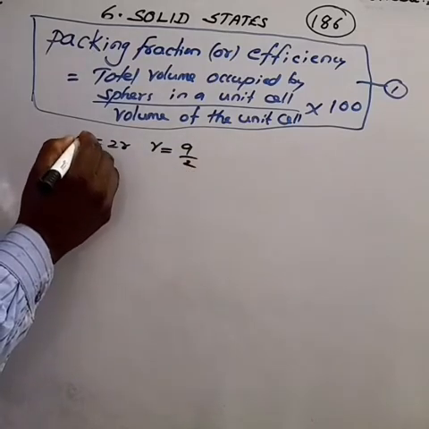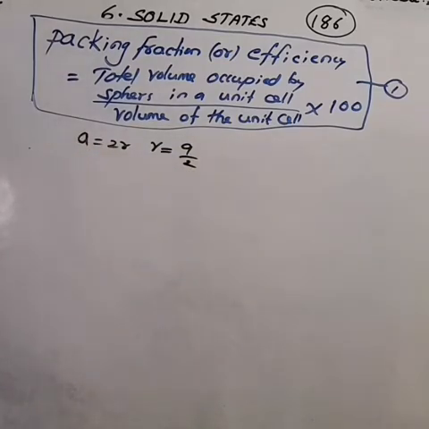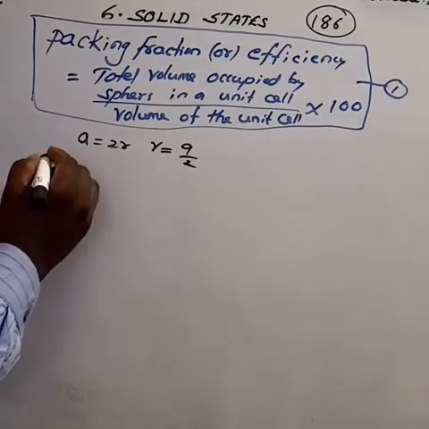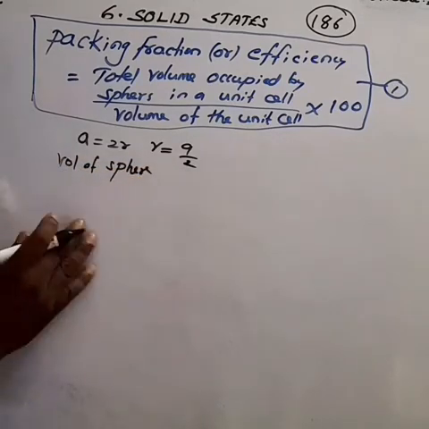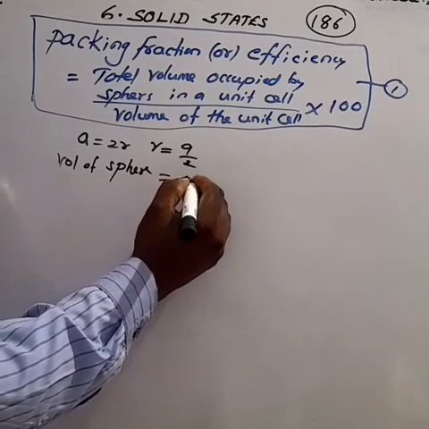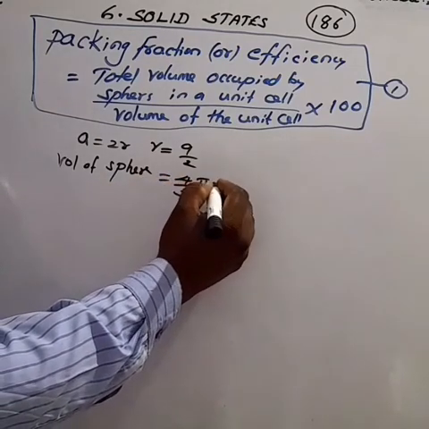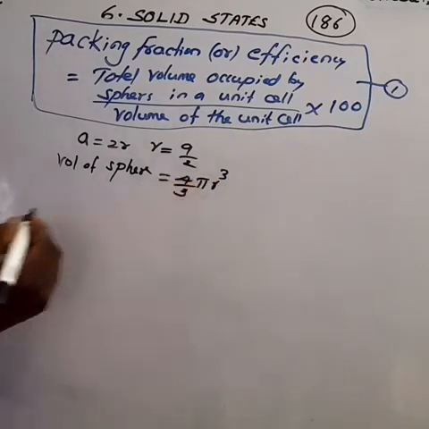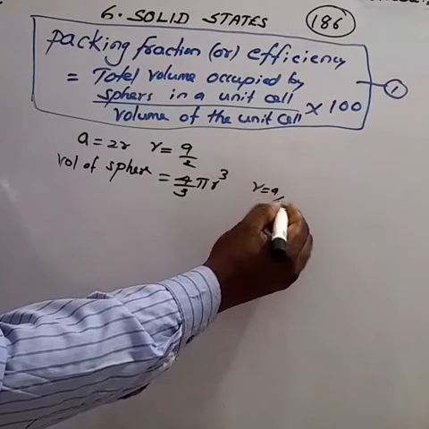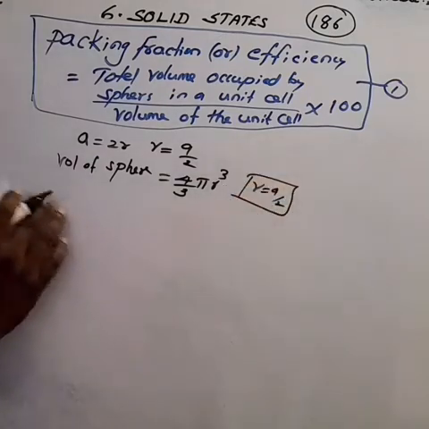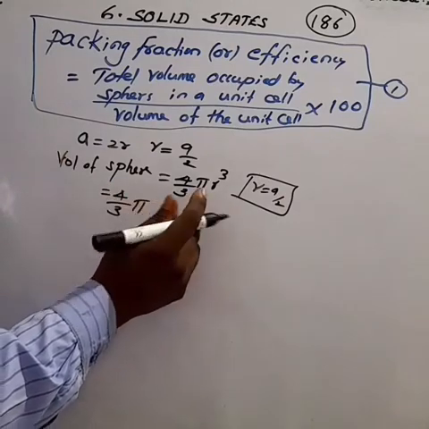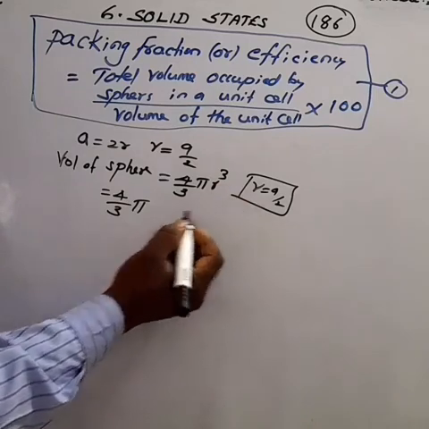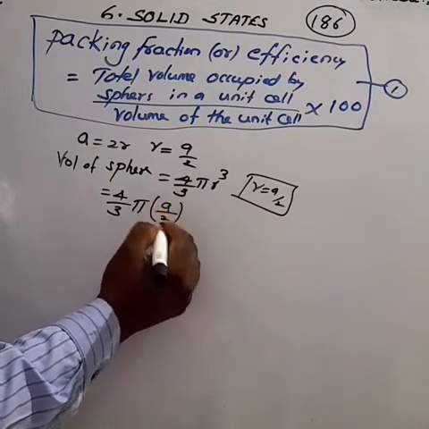Now we can write the volume of the sphere with radius r. Volume of the sphere is equal to 4 by 3 pi r cube. All of you know that one. R is equal to a by 2, so it can be written as 4 by 3 pi, and the value of r is a by 2, here it is cube.